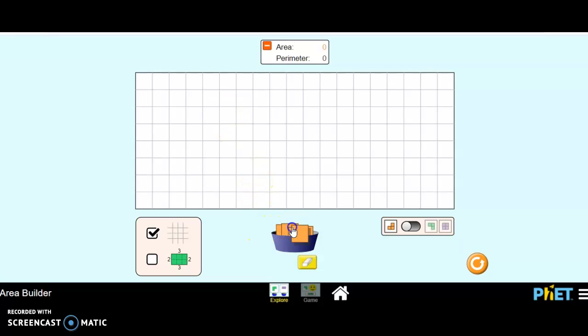Like here, suppose I start with one figure. Now this figure has only one square. So what is the area? Simply, area is 1 unit.